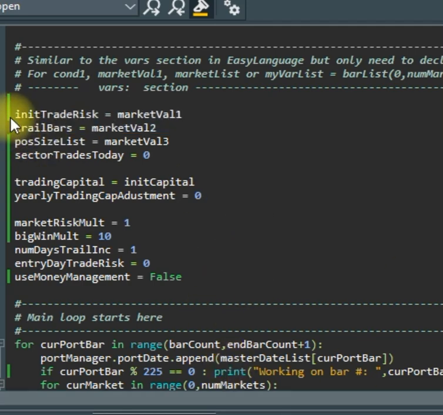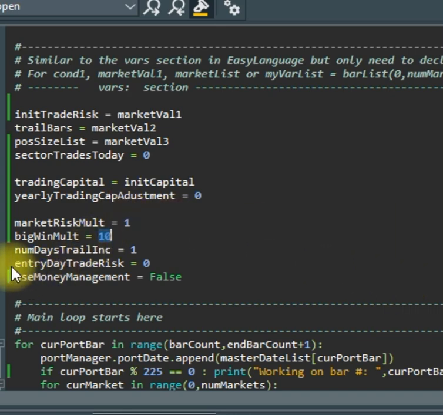Okay, so we need to talk about those two variables, which we have. Let's talk about the market risk mult. That's something that the system you can optimize if you wanted to. You can change that. I'll talk about what that variable is used for. The big win mult we discussed, we've got it set at 10. That's 10 times the average true range. If you get that type of profit, take it.